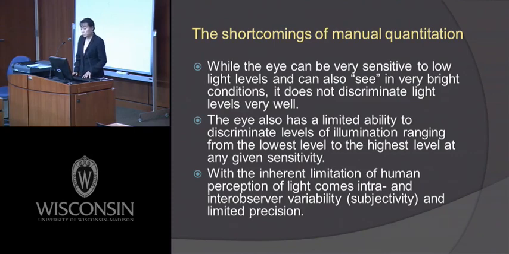So what are the shortcomings of manual quantitation? While the eye can be very sensitive to low light levels, and can also see very bright conditions, it does not discriminate light levels very well. The eye also has a limited ability to discriminate levels of illumination ranging from the lowest level to the highest level at any given sensitivity. With the inherent limitation of human perception of light comes intra- and inter-observer variability and limited precision.